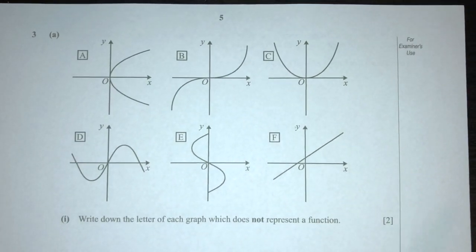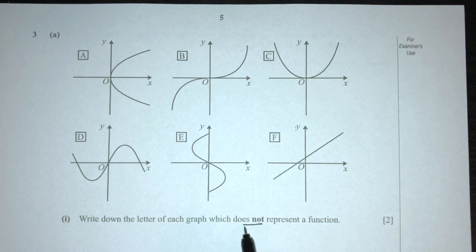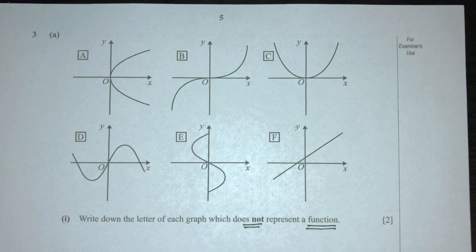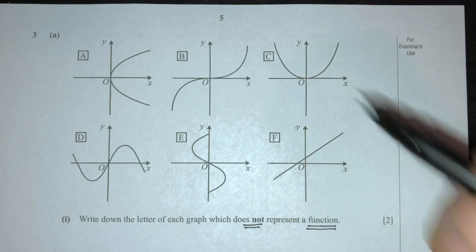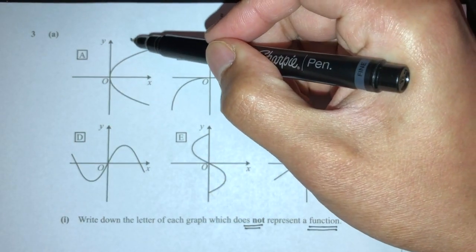Now question number 3, we have a few curves here, as you can see. Now part 1, write down the letter of each graph which does not represent a function. So to know which one is a function, you just have to do a vertical line test. So basically, we have to see that by drawing a vertical line, does this line cut only one point? If it cuts only one point, then it is a function.